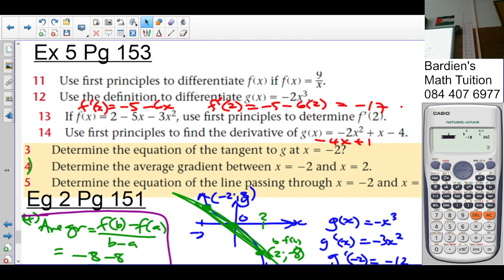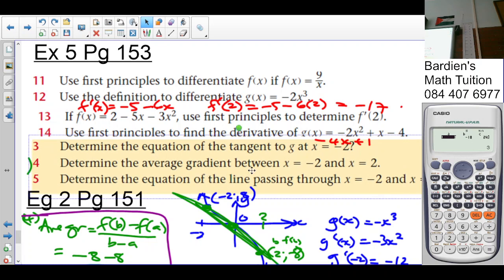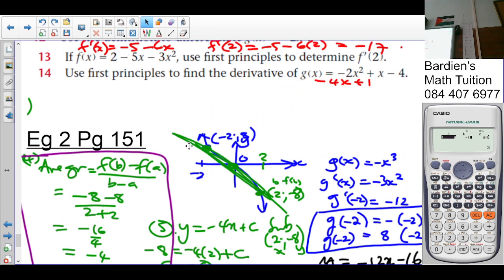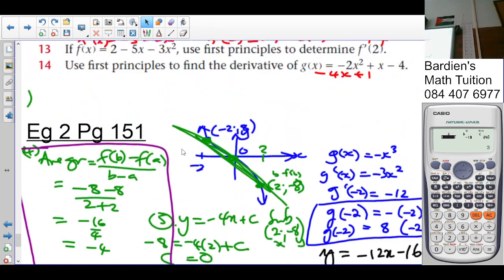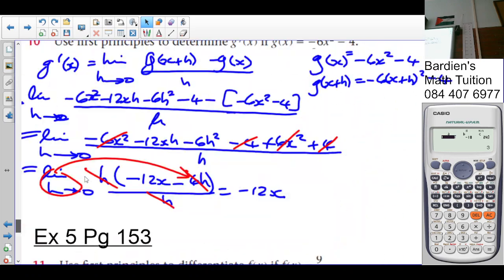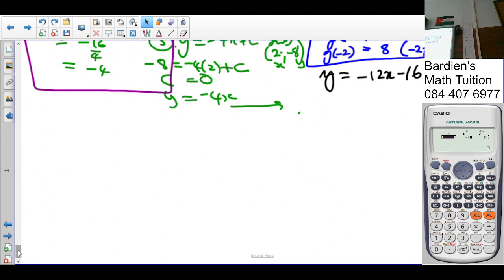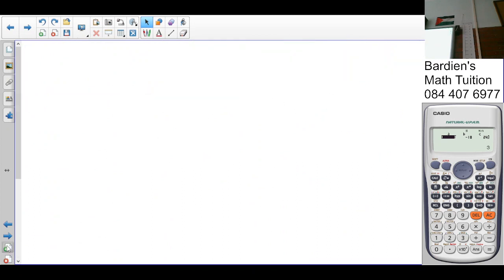Okay. So the next question says to determine the equation. I think we did this already, no? Yes, we looked at that there. So we'll take a new page. Okay, so that's first principles for you.